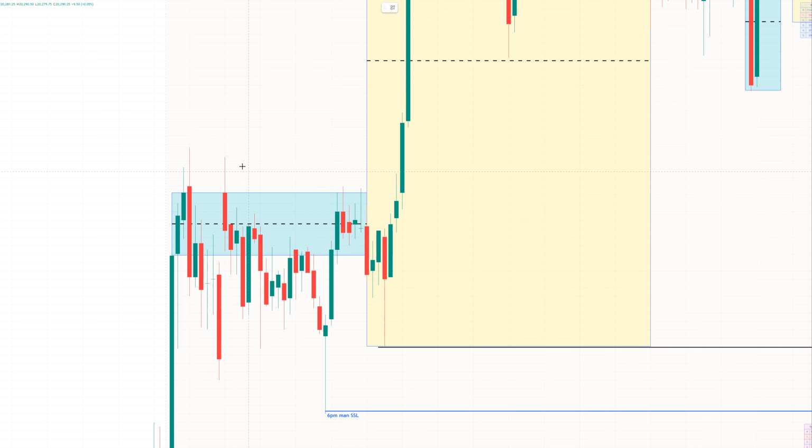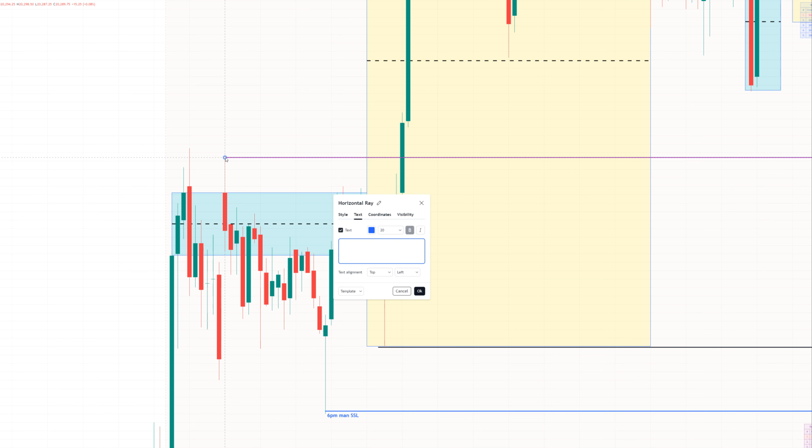And what we're going to draw out here, and we're going to label this, is 6 p.m. OR, opening range, buy side liquidity. That's what we're going to call that, because this is the wick high, the buy side, the wick high of this 6 p.m. opening range until it gets taken out by another candle before 7 p.m.